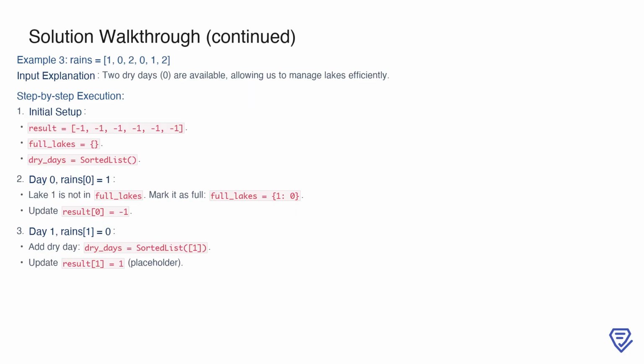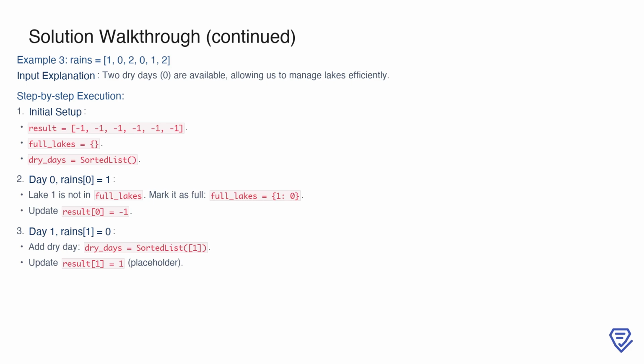In the third example, rains equals 1, 0, 2, 0, 1, 2, we have 2 dry days available, which allows us to manage the lakes more efficiently. As before, we begin with the initial setup. Result is initialized to -1, -1, -1, -1, -1, -1, full_lakes is empty, and dry_days is an empty sorted list.